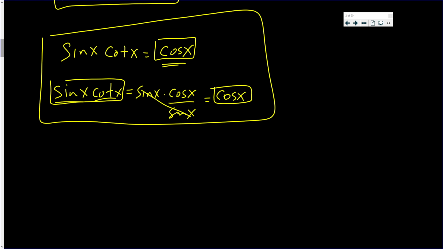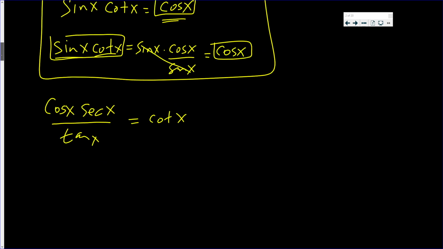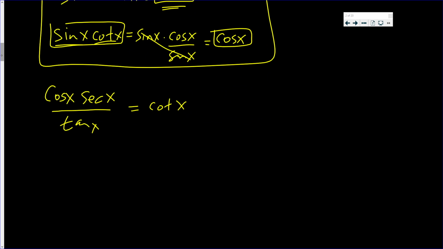Suppose you were asked to prove that the cosine of x times the secant of x divided by the tangent of x is equal to cotangent x. Now, you might realize that if this top was 1, then 1 over tangent x is cotangent x. So we really just want to show that that top is 1.